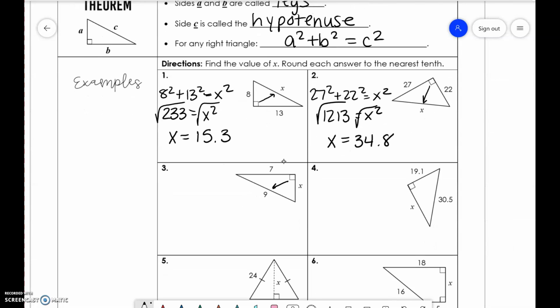This problem's set up a little bit different. We are trying to solve for one of the legs. So 7 squared plus x squared is equal to 9 squared. If I write this in terms of x squared, in my calculator I'm doing 9 squared minus 7 squared. So x squared is equal to 32. Take the square root of 32 and you get x is equal to 5.7.